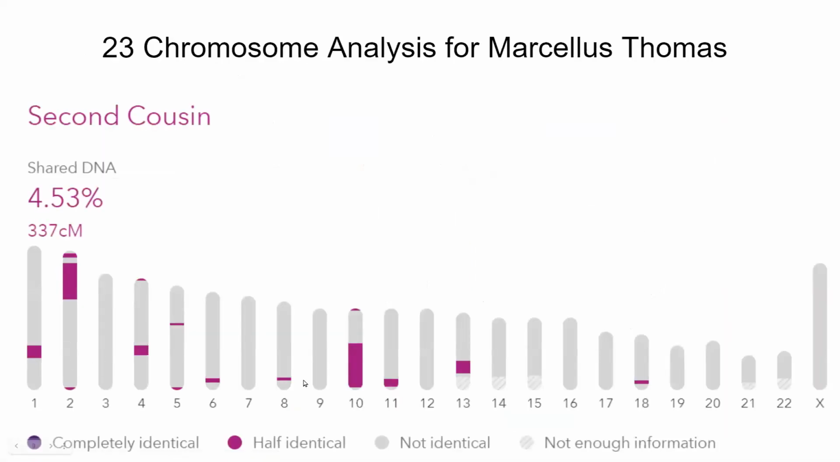So this is my match with a second cousin. Chromosome 1 all the way to chromosome 23, which here is only the X chromosome. He matches me at this spot on chromosome 1, these spots on chromosomes 2, chromosome 10, and so on. So I can look at him and say, basically, here's where we match. In total, 337 of these things called centimorgans.